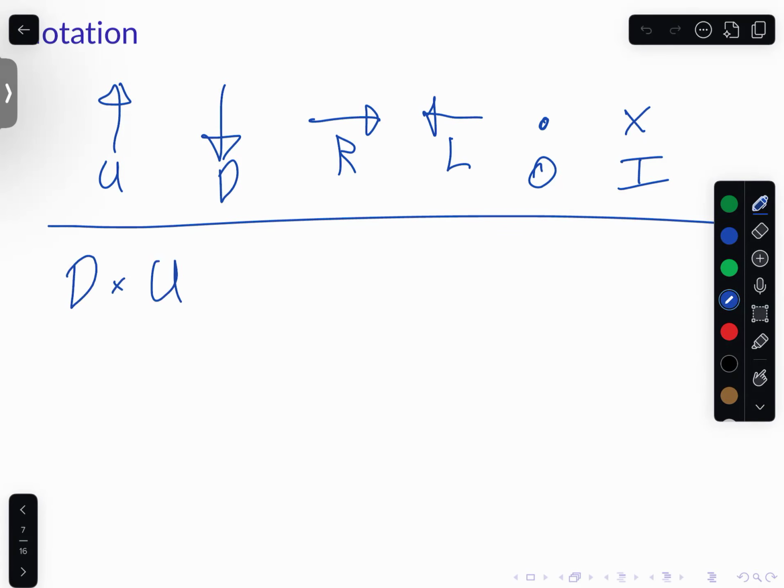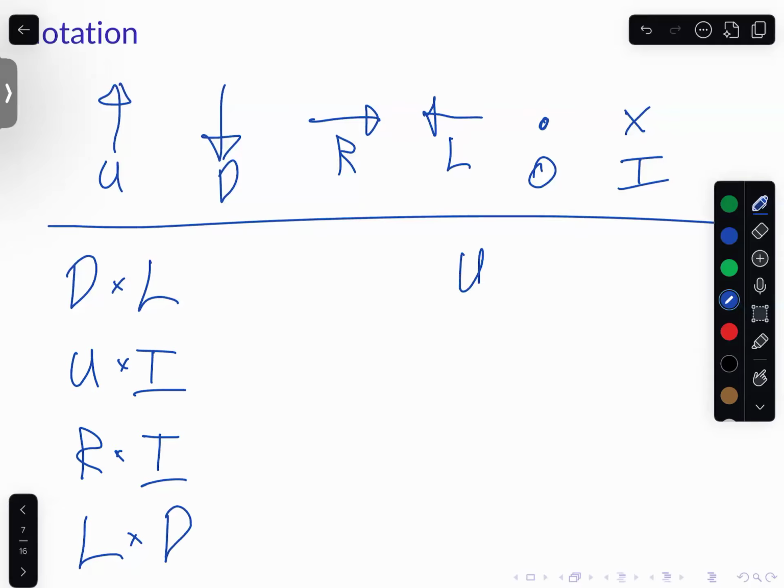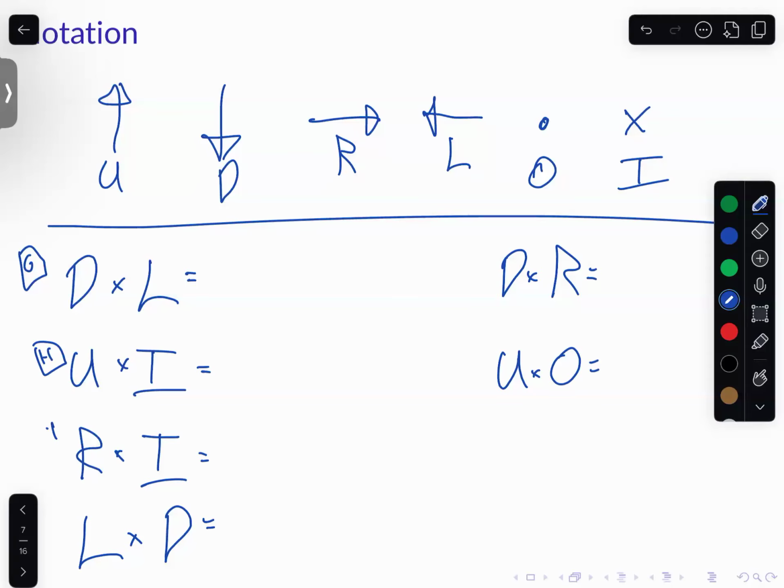Down cross, no, I'll do that later. Down cross left, up cross into page, right cross into page, left cross down, down cross right, up cross out. And we'll put these on the Google form. And I will remind you in 2 seconds. So we're at G, H, I, J, K, and L.